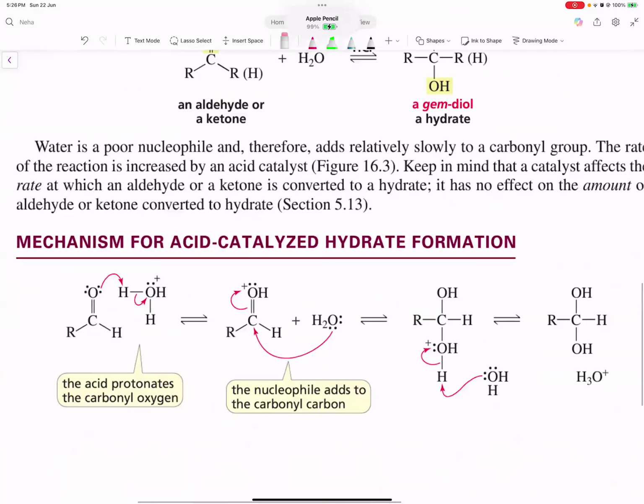And you can look at the mechanism. You just look at the mechanism. I'll bring water. The same simple mechanism.